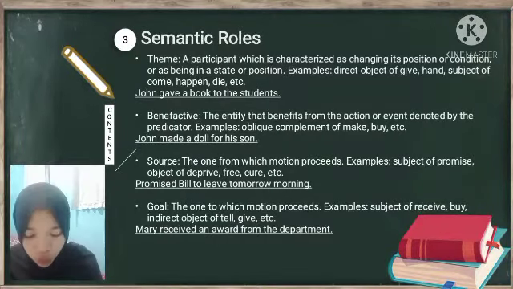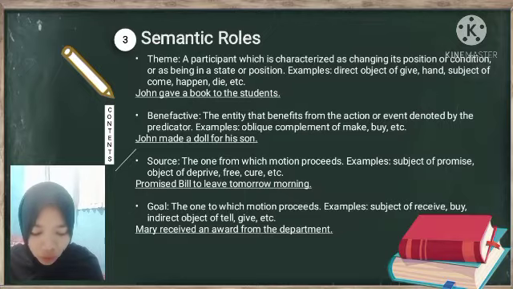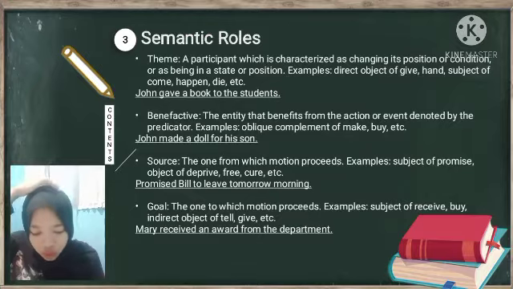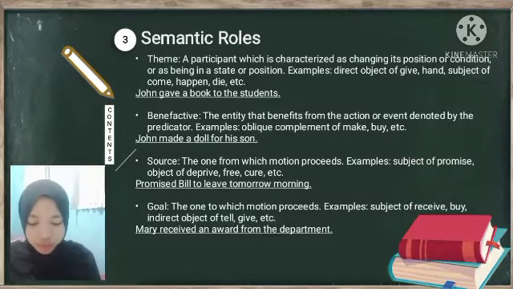And the fourth one is theme. Theme is a participant which is characterized as changing its position or condition, or as being in a state or position. Examples are the direct object of give, hand, and the subject of come, happen, die, and etc. The example sentence is: John gave a book to the student.